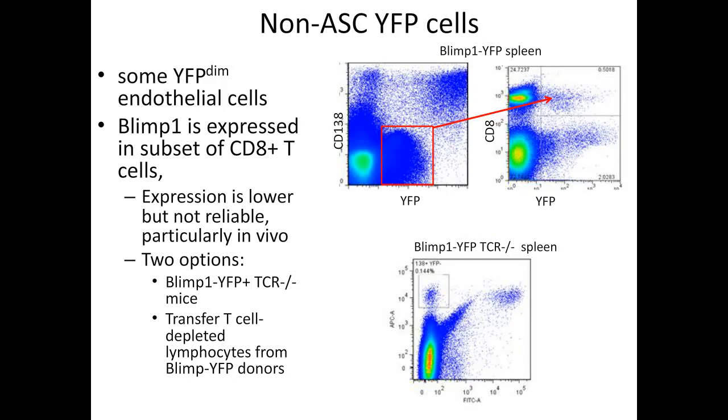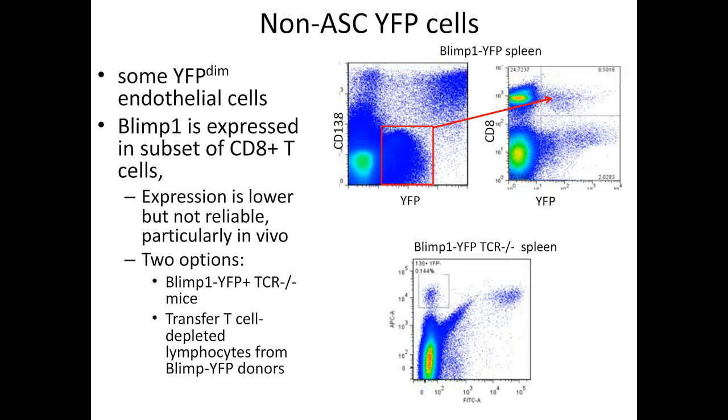One technical consideration when using these mice is that BLIMP1 is not expressed only in this lineage, but is expressed in other lineages as well. Some endothelial cells express low levels of YFP, but they're easily distinguished by their morphology. BLIMP1 is also expressed in a subset of CD8 positive T cells. This is shown in the upper panels on the right. In general, the CD8 positive YFP cells are a bit dimmer than the antibody secreting cells, but there are some cells that have high expression, and so those cells can easily be mistaken for plasma cells.